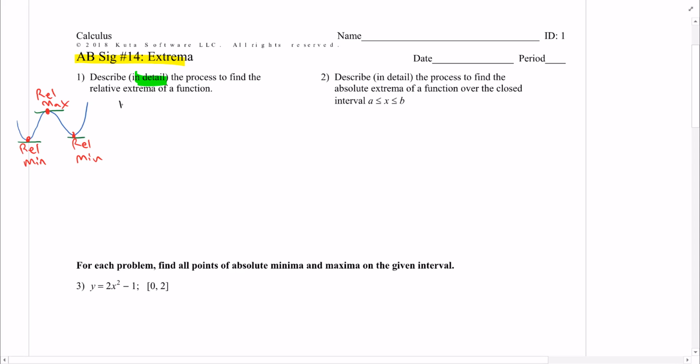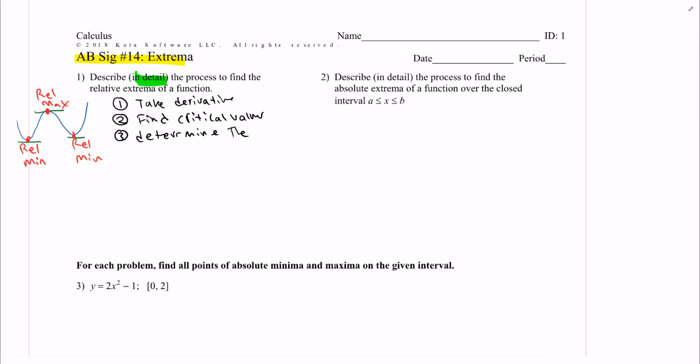And knowing that is how you do it, right? So what do you do? Well, you take the derivative, find critical values, and then determine. There's actually two possible things we could do here. So once we're here, there's two ways we could go.